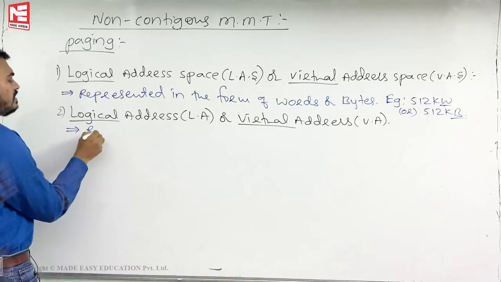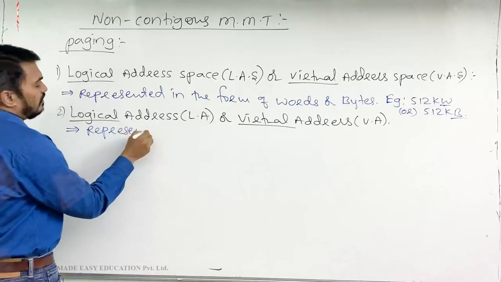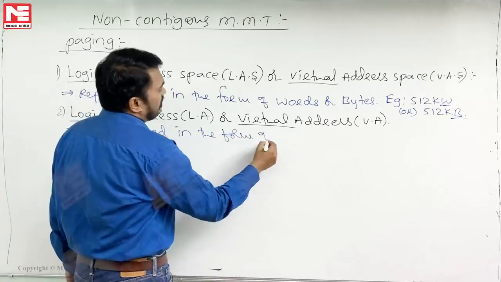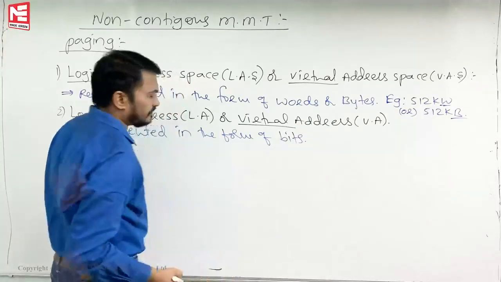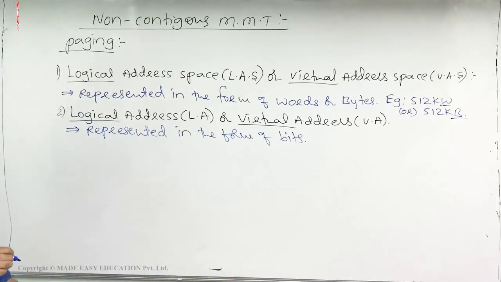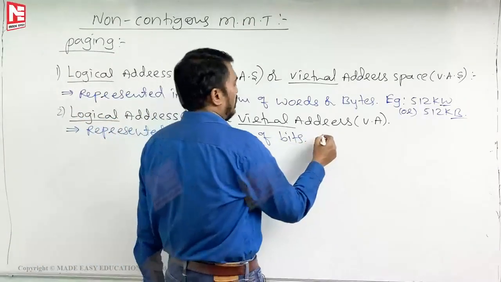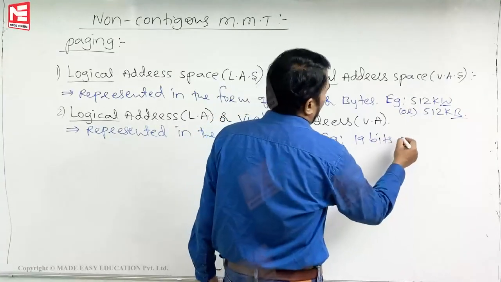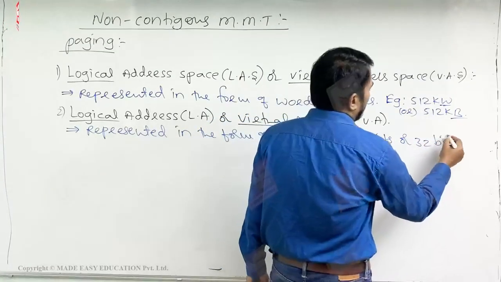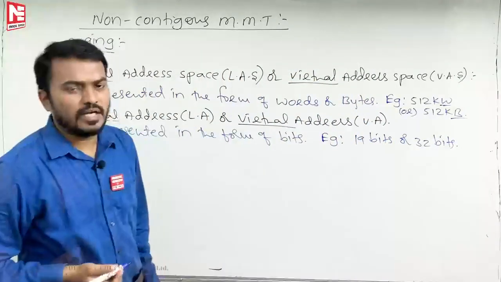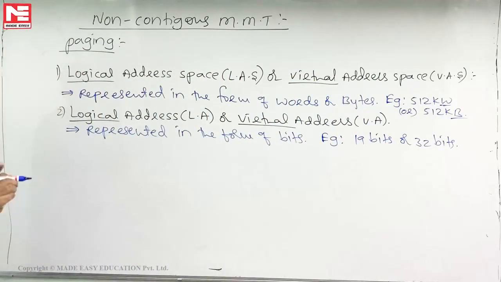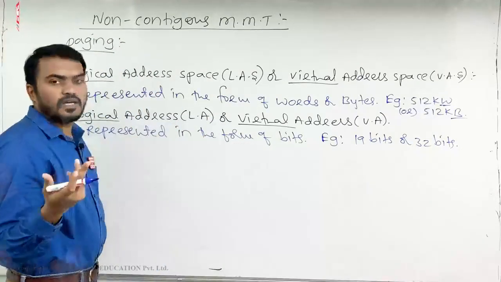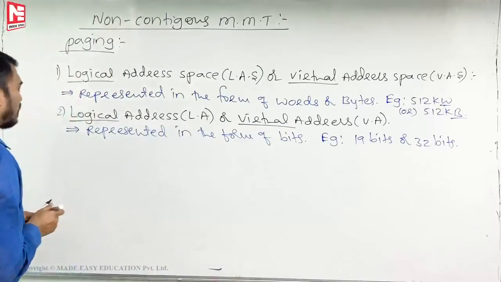Now this logical address or virtual address will be represented in the form of bits. An address is represented in the form of bits. For example, 19 bits, or 32 bits, just an example, it can be anything. So when you talk about an address, you should say it in bits. Logical address or virtual address, both are replaceable. Copy this.